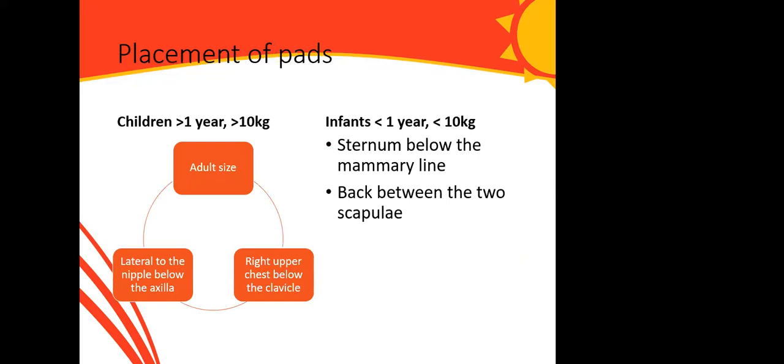Like I mentioned before, the differences between CPR in adults and children. For children more than 1 year old and greater than 10 kg, you want to use the adult size and you want to use the adult placement. The right pad is just below the clavicle, while the left is below the nipple, lateral to the nipple, below the axilla. For infants less than 1 year, less than 10 kg, you put one pad on the sternum below the mammary line, and you put the other one between the two scapulae, at the back.